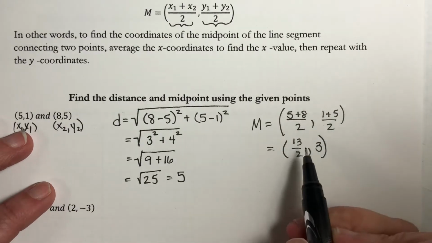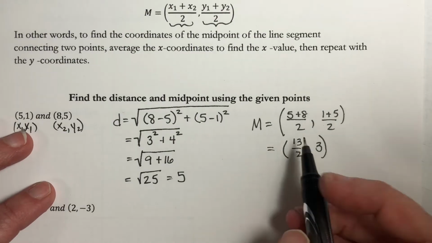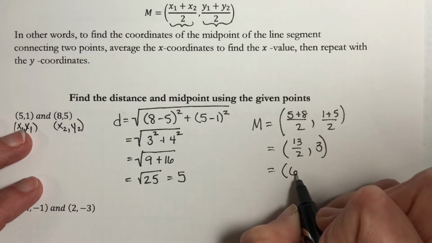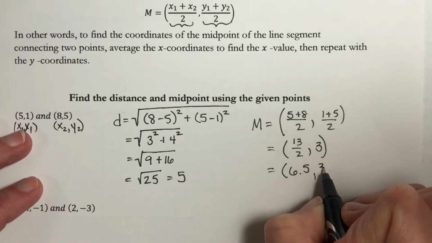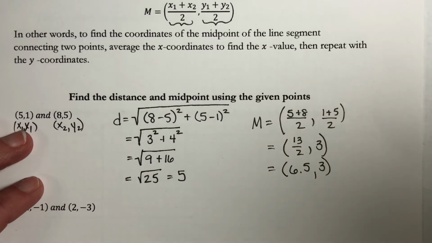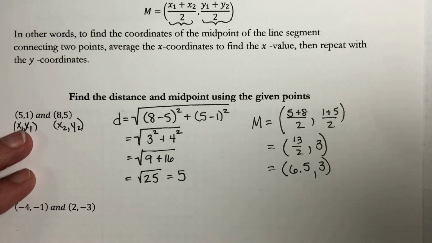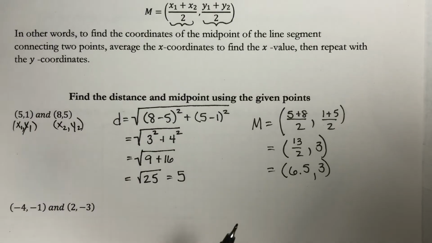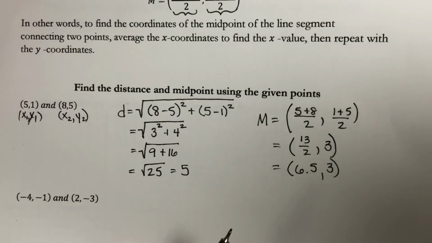So you could give me your point is 13 halves, 3, or since this is an exact fraction, if you want to write it as 6.5, 3, that is perfectly acceptable as well. When you're doing MyMathLab, make sure that you follow whatever directions they give you. If they want a decimal, give them a decimal. If they want the fraction, give the fraction.